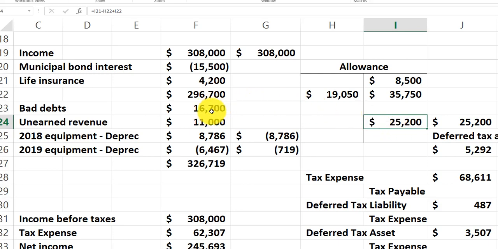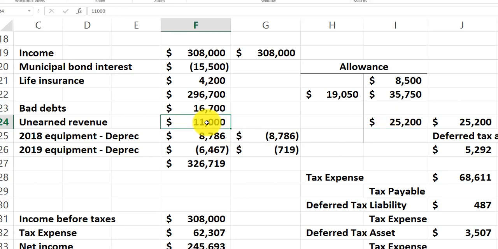So what do we do here? Because we need to know what the difference is, the estimate is what's on the income statement, the write-off is what goes on the tax return. So the difference between these two, $16,700, is what we're going to put here in our column, because that's how much different the tax return is from what we calculate on the income statement. However, the remaining allowance is $25,200. So when we get to our calculation of the tax asset and liability, we'll need to look at that.